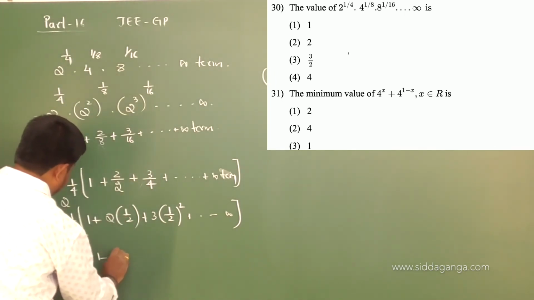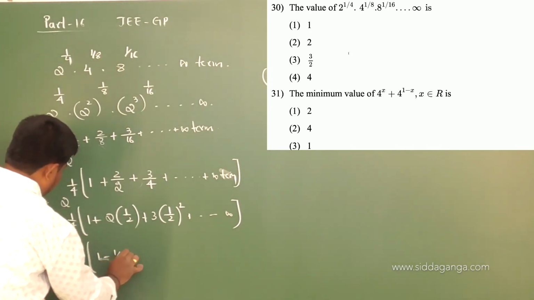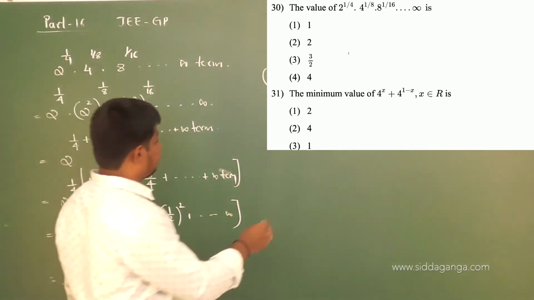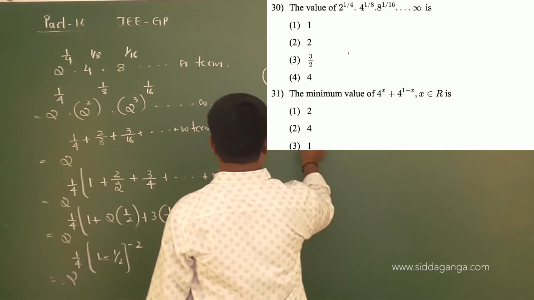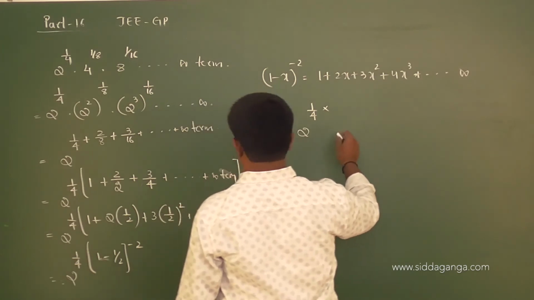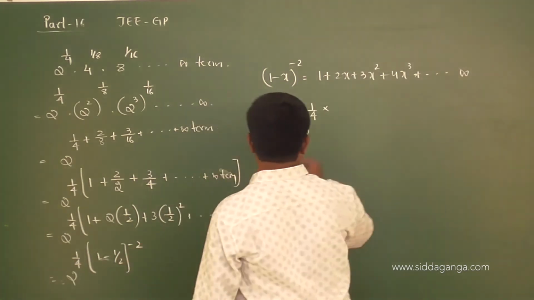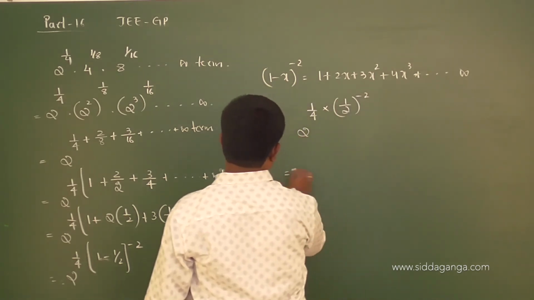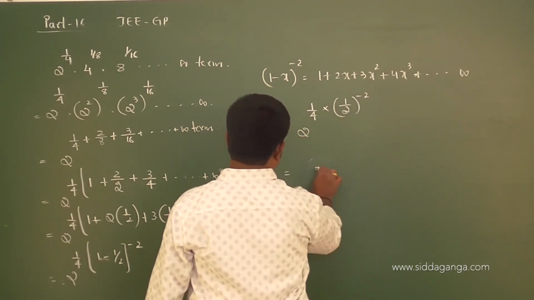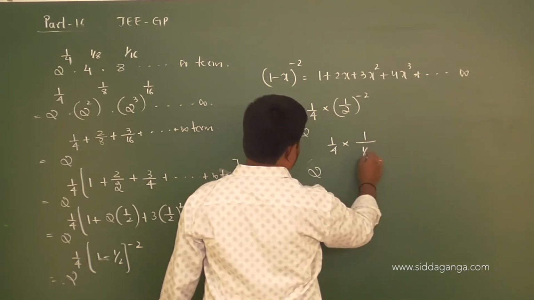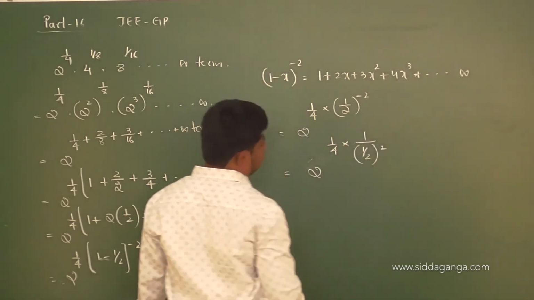So 1 minus x is (1/2) to the power of minus 2. Using that relation, this gives 2 power of 1 by 4 into, so 1 minus 1 by 2, that's 1 by 2, right? So 1 by 2 whole power of minus 2. Or this is what, (1/2) power of 1 by 4 into (1/(1/2)) whole square.